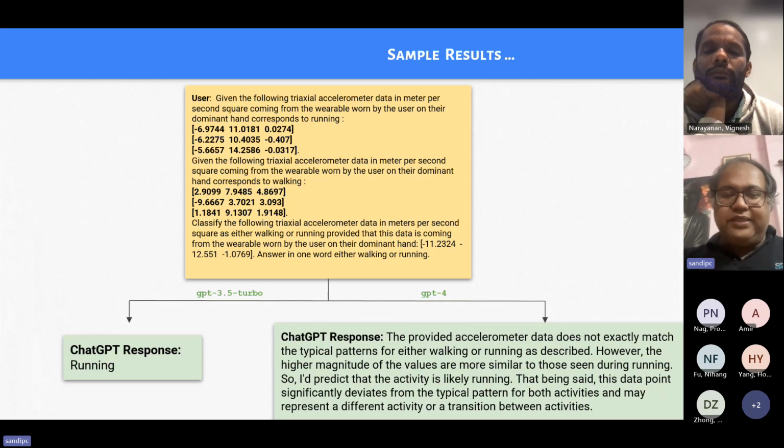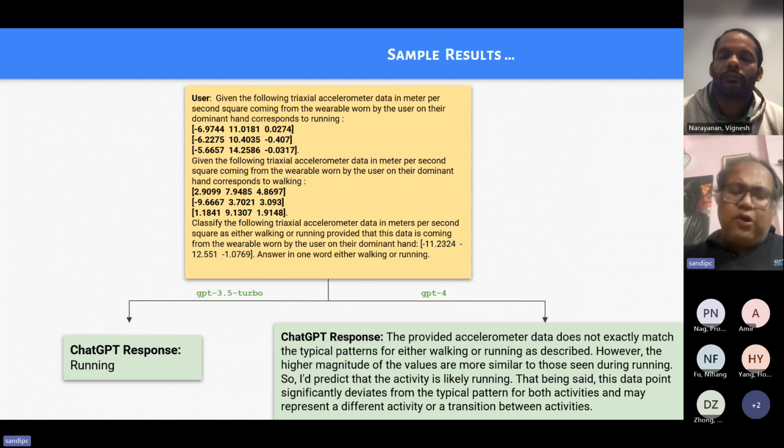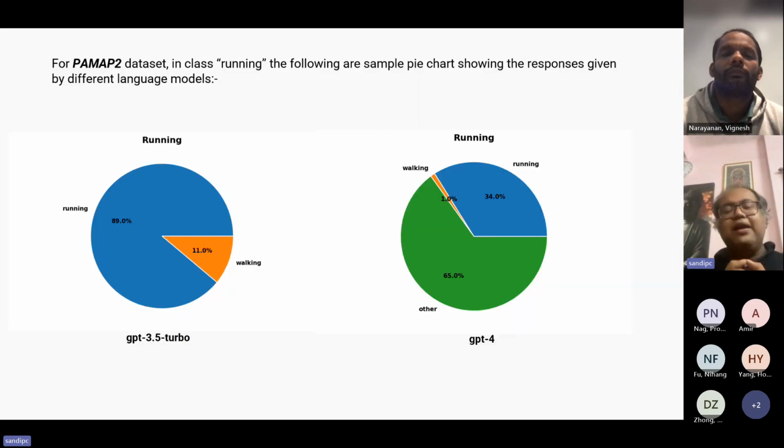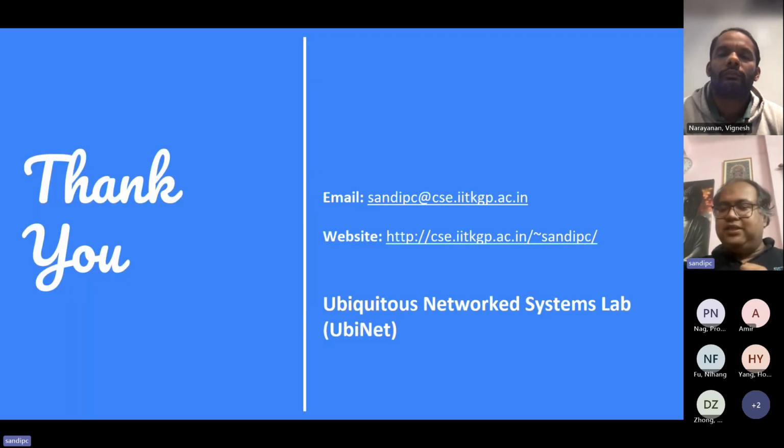This large response is from GPT-4: the provided accelerometer data does not exactly match the typical pattern for either walking or running as described. So the language model itself gets confused. As I said, this is ongoing work, and we are thinking about whether I can provide certain contextual information to the language model to infer the corresponding annotation, which can at least tell me whether the annotation is explainable and whether the label space being used for annotation is unbiased.